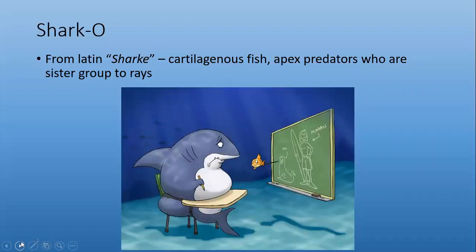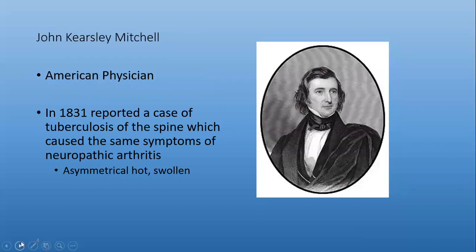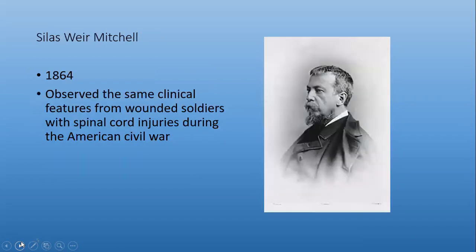So we'll get started, as most Charcot lectures do, with the corny picture of a shark. But for educational background, it's good to know where it came from, this neuropathic arthritis back in the 1700s that was mostly with venereal disease patients. And then on to reported cases of these tuberculosis patients in the 1800s. A little bit later in the 1800s, the same kind of thing was seen with wounded soldiers after they had spinal cord injuries, so these neuropathic patients after they had traumatic injuries to their spinal cord post-war.